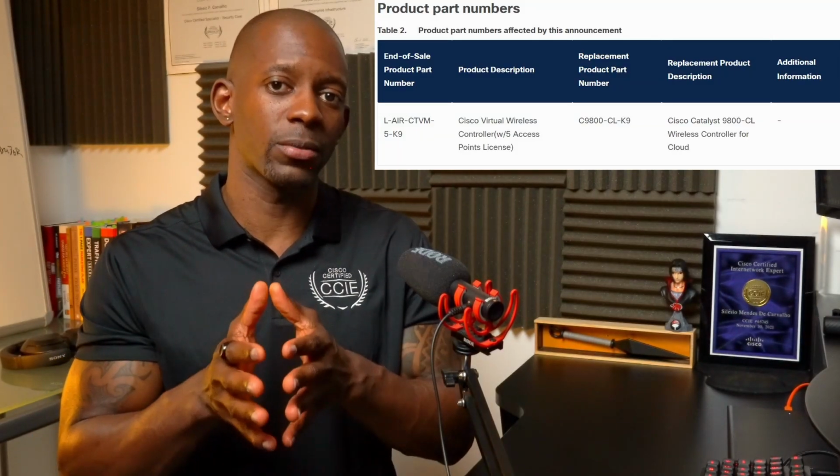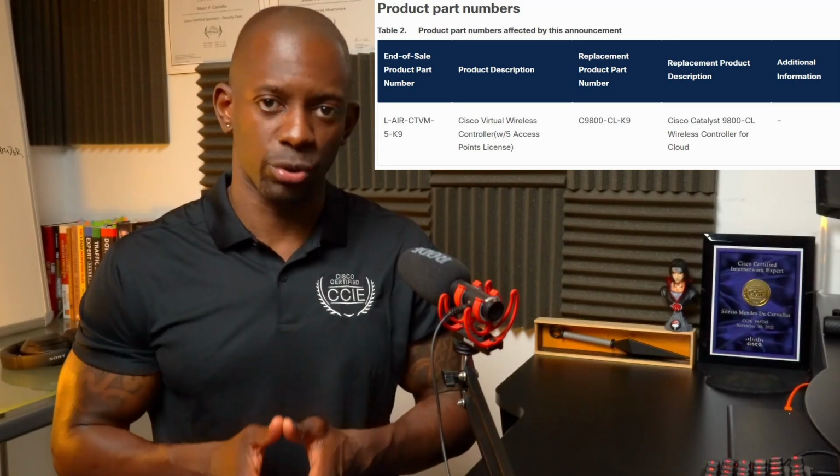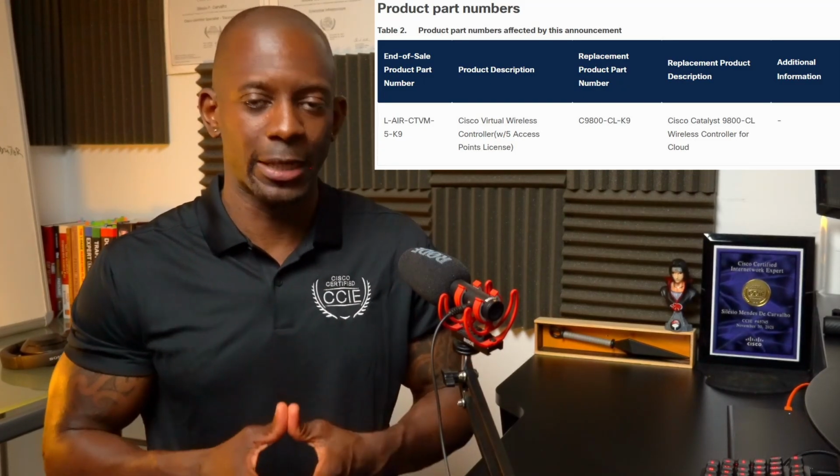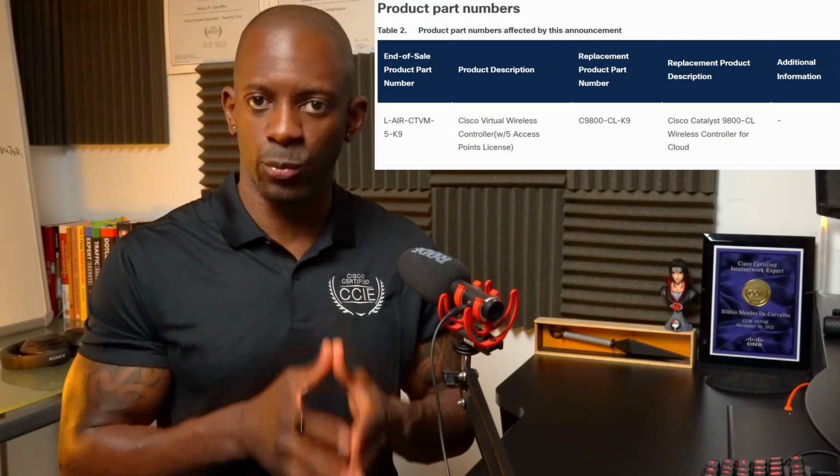I'm going to show you how to deploy this new controller, the C9800, into a VMware Workstation. And then I'm going to show you how to associate or join an access point to be managed by this wireless LAN controller. Now, first thing first, let's download the OVA file from Cisco.